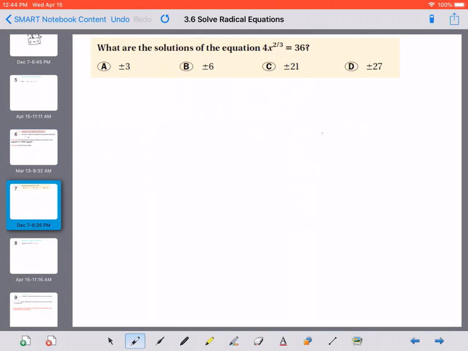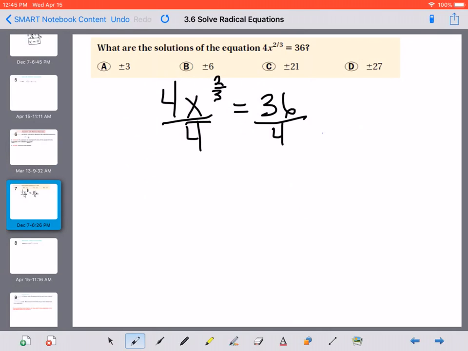Okay, let's look at this example here. What are the solutions of the equation 4x to the 2/3 equals 36? So if we take 4x to the 2/3 equals 36. Remember, step 1 is to isolate your power term. So we want to get x to the 2/3 by itself. So we're going to first get rid of the times by 4 by dividing both sides by 4. That gives you x to the 2/3 equals 9.